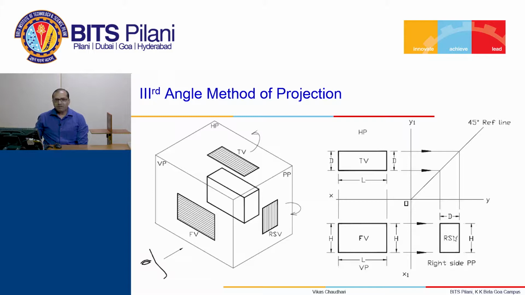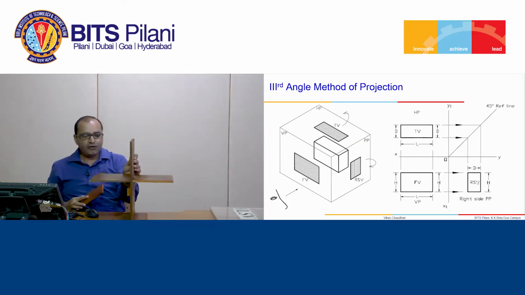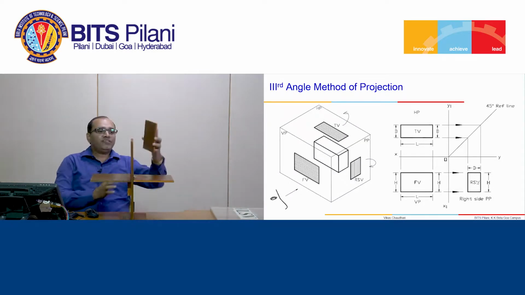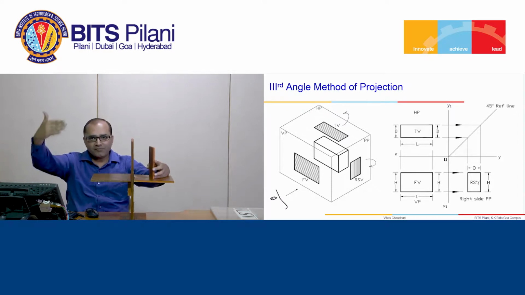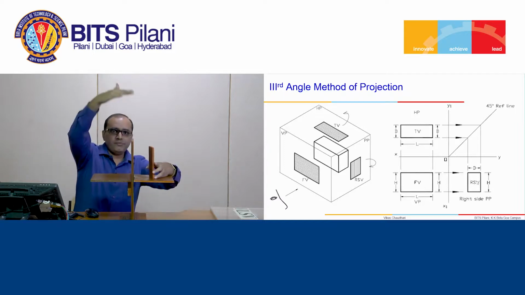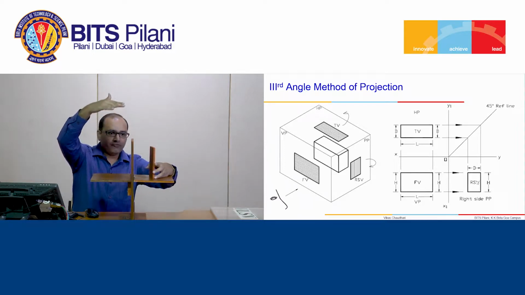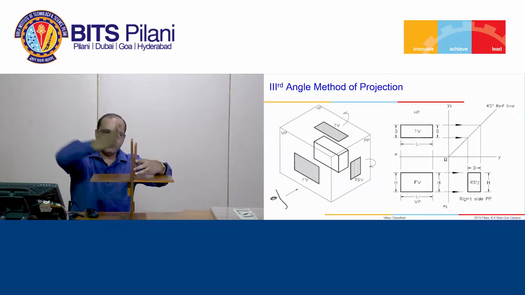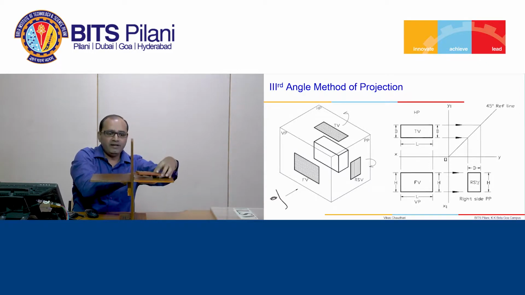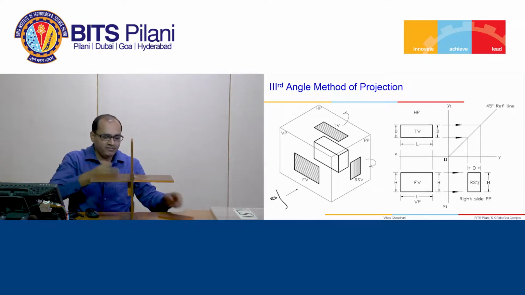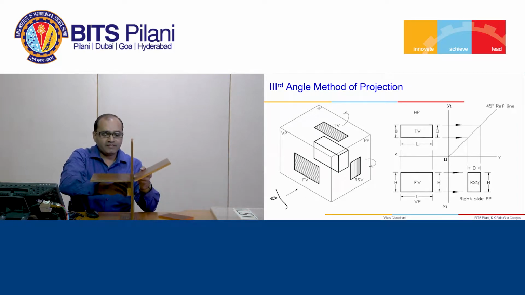Now the question is, if we keep the object in the second or fourth quadrant, then what will happen? Let us again consider the model. Suppose the object is kept in the second quadrant, the observer position remains the same. The observer will be here for the front view, and here for the top view. So the front view will be projected on the vertical plane, and the top view on the horizontal plane. Then when you rotate, the planes will be rotated like this.